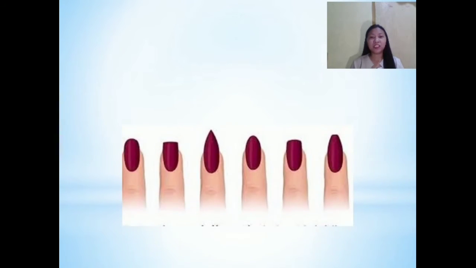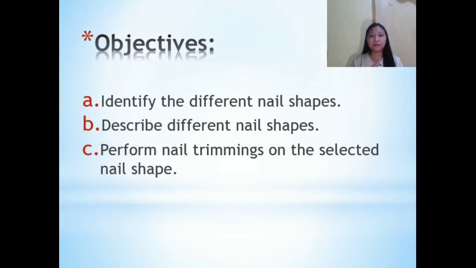Before we start, I want you to check on your nails. How does it look? Did you keep it short or do you prefer it to be long? Because today, our topic is all about nail shapes. At the end of this lesson, you are expected to identify the different nail shapes, describe the different nail shapes, and perform nail trimmings based on the selected nail shape.